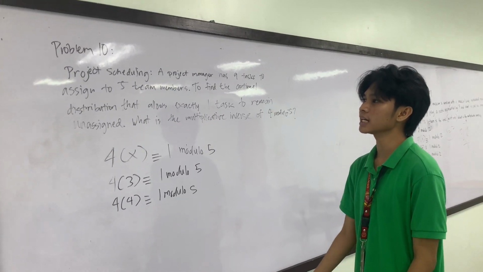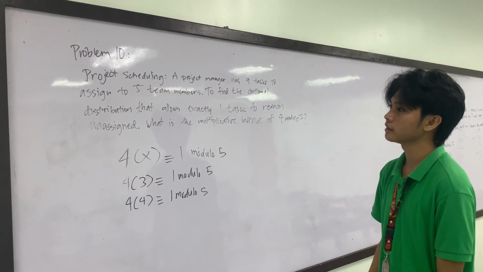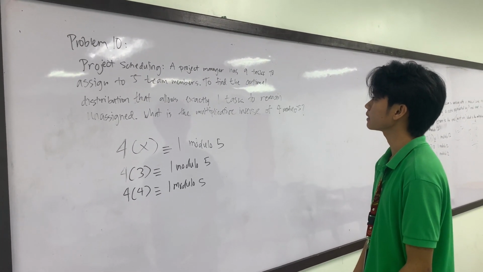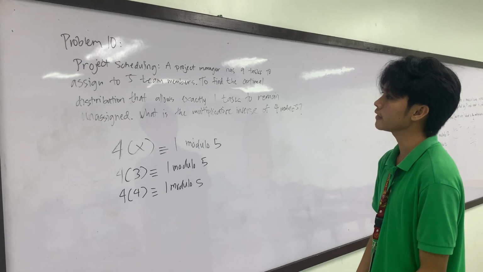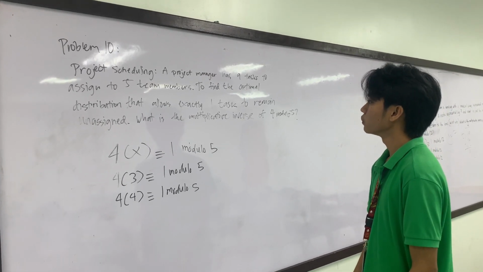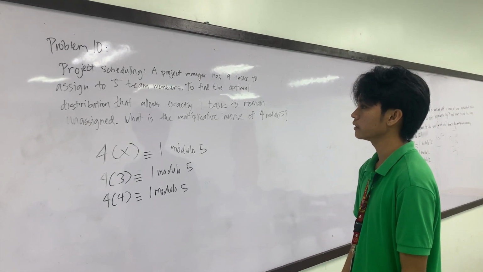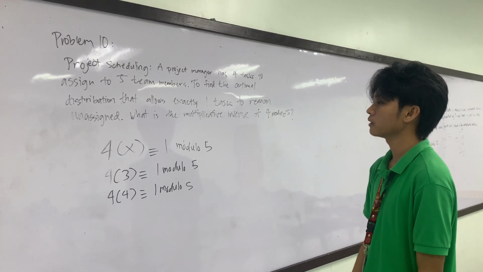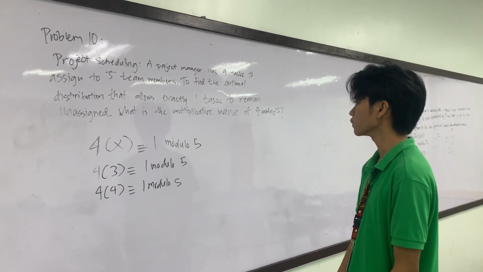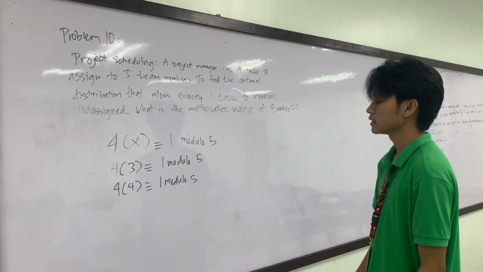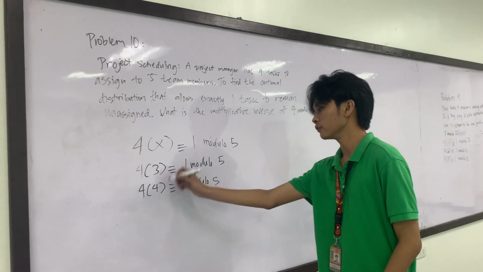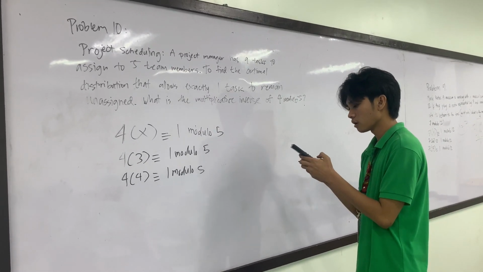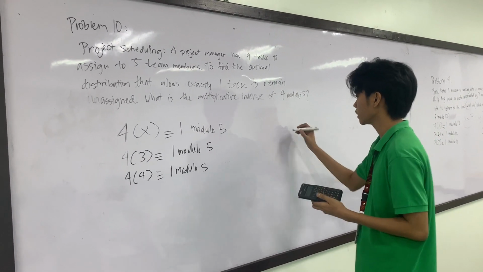So now we have the last problem, problem number 10, project scheduling. A project manager has 9 tasks to assign to 5 team members, to find the optimal distribution that allows exactly 1 task to remain unassigned. What is the multiplicative inverse of 4 modulo 5? So now we have 3 and 4. So let's try 3 first. So 4 times 3 is 12.